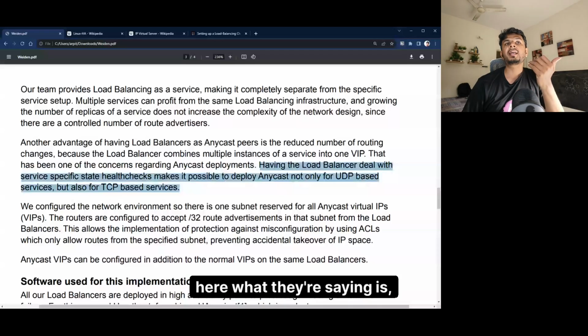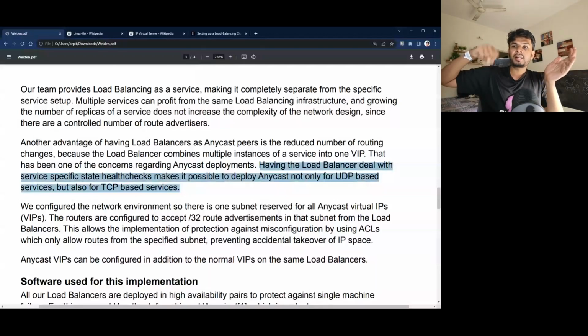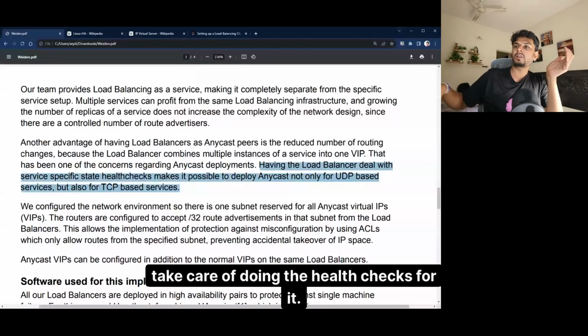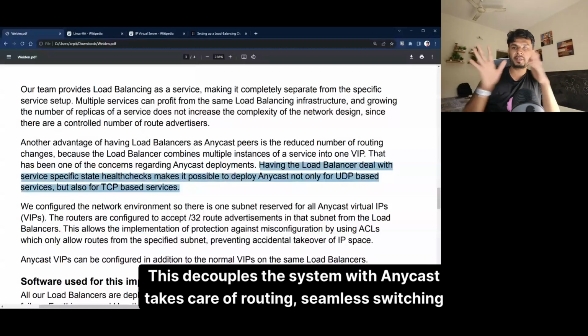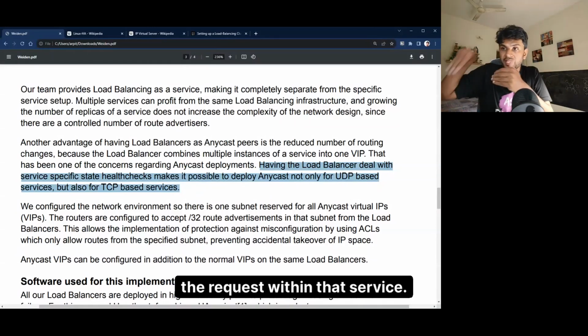Here what they're saying is, let's use Anycast to just take care of switching, while letting your load balancer take care of doing the health checks. This decouples the system, where Anycast takes care of routing, seamless switching and whatnot, while your load balancer takes care of health checks and routing the request within that service.